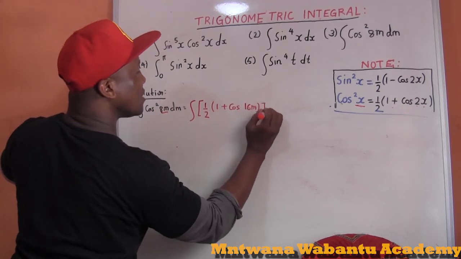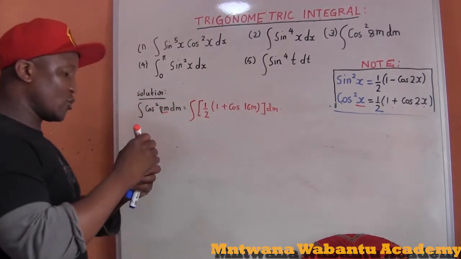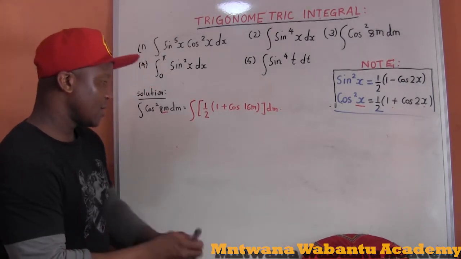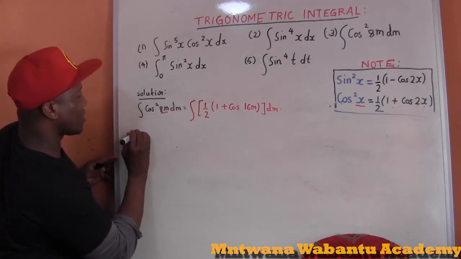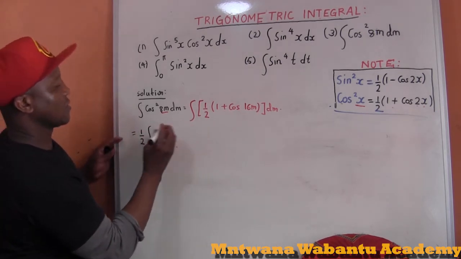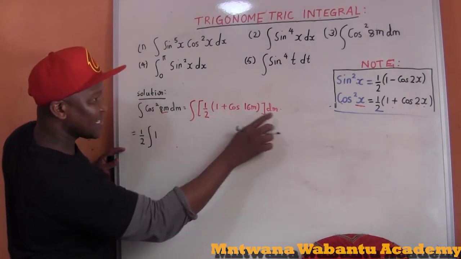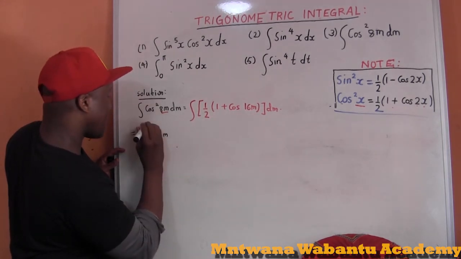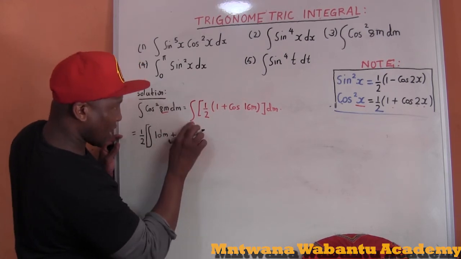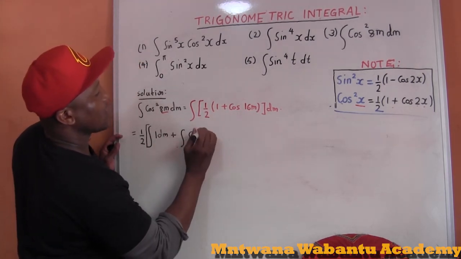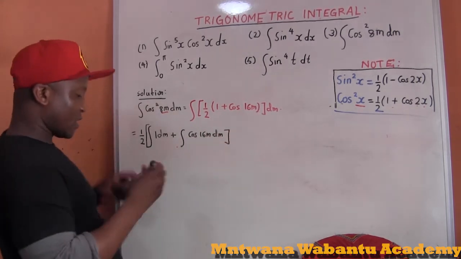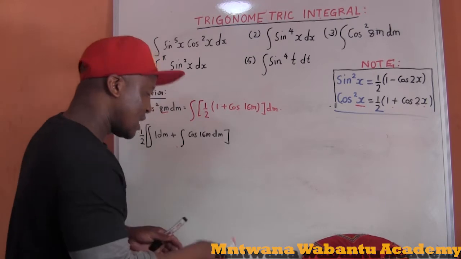And then dm. So what we're going to do, take a half to the front. So this becomes a half integral of 1 dm, but remember the half is for both, and then plus the integral of cos 16m dm. Okay, so now finally, let's finalize here.